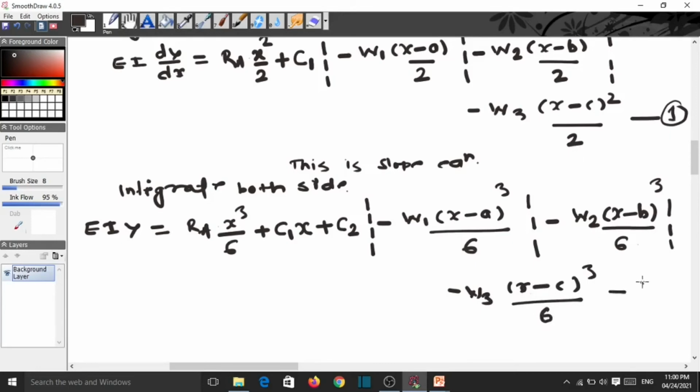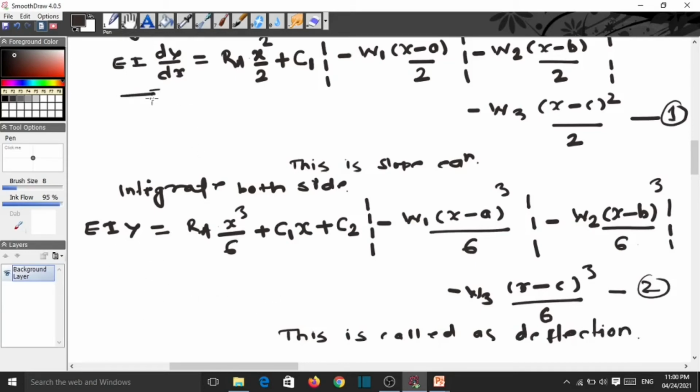So this is equation number 2, and this is called the deflection equation. Now here in both equations, the first one and the second one, the unknowns are only the constants of integration C1 and C2. So we have to find out these constants of integration.